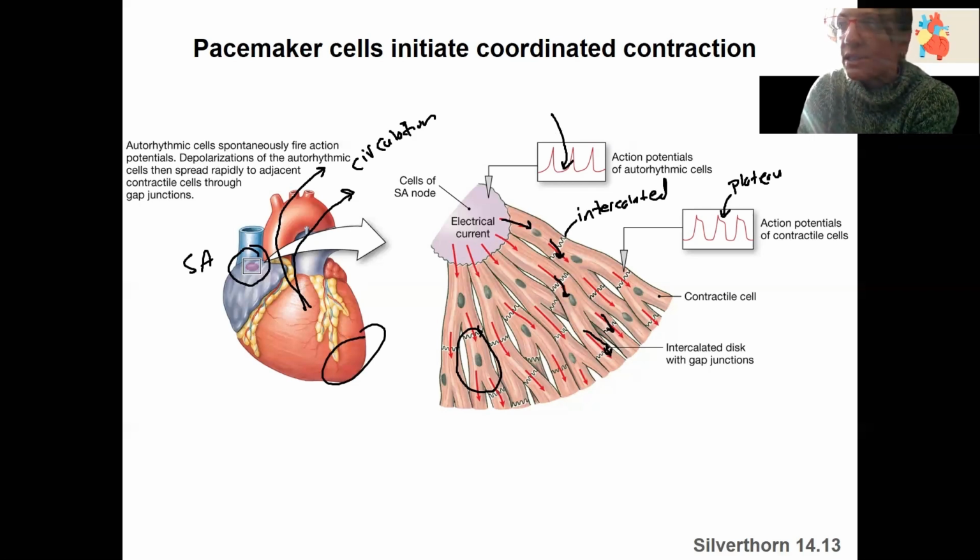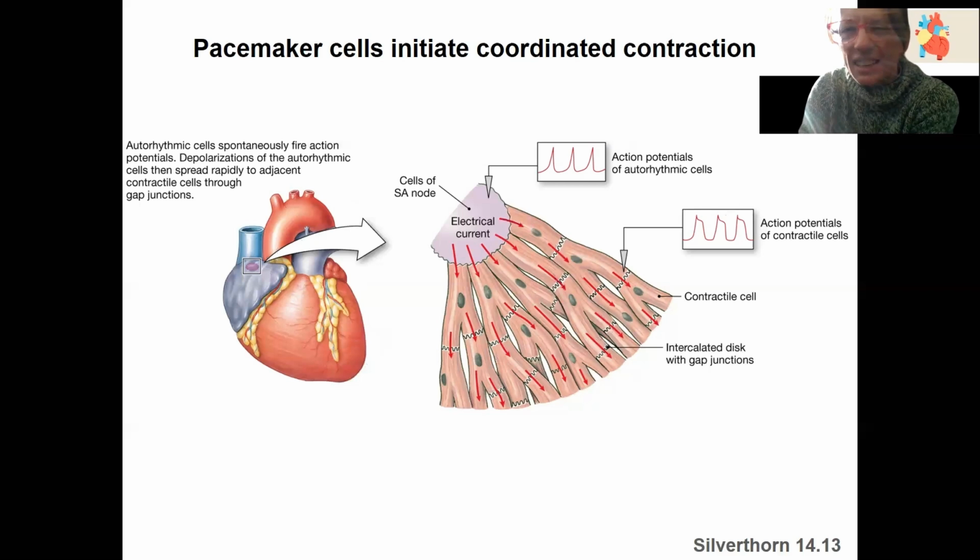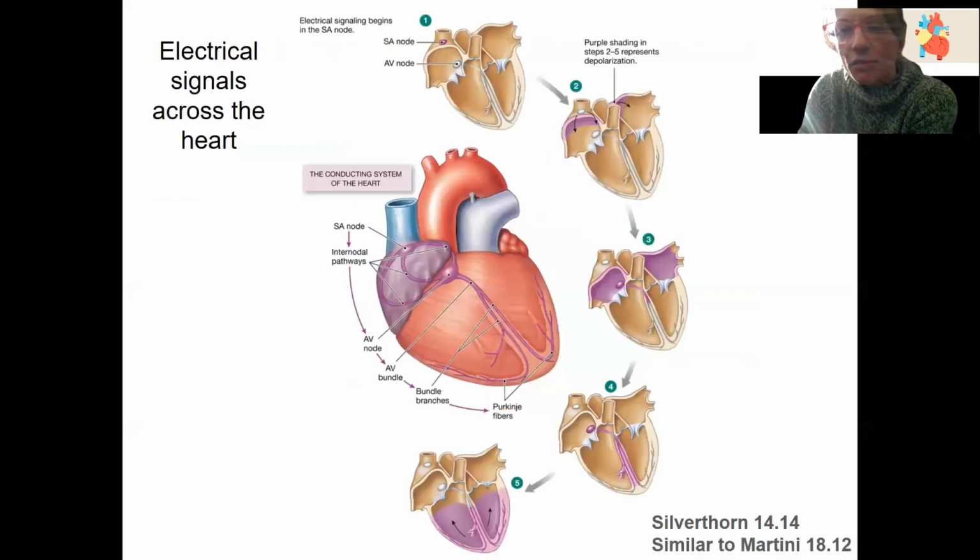The SA node is setting the rhythm, but there is a second node that can set the rhythm if the SA node is damaged. So you'll see that in this image here. This is looking at the same idea, but in more detail. So we've got step one, the SA node is going to spontaneously fire action potentials. That's right here.